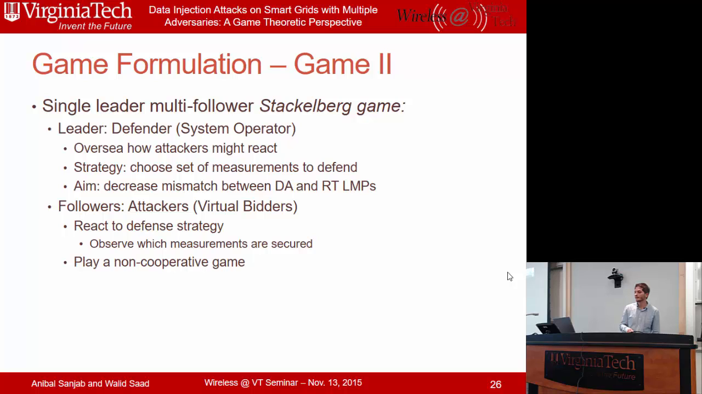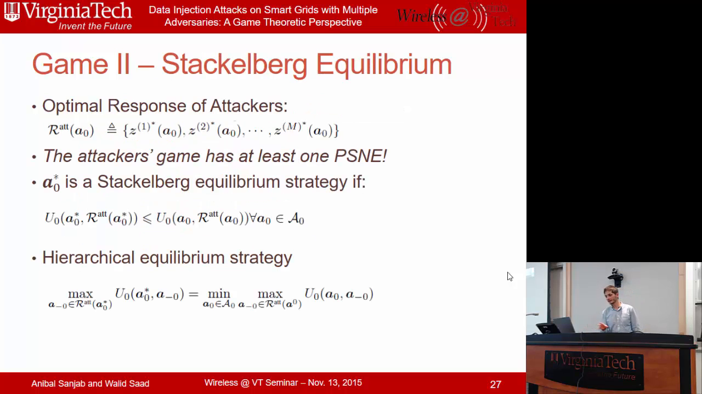before securing the measurements. The aim, as before, is to decrease the mismatch between the day-ahead and real time. The followers, as I said, the attackers, can observe what the defender has done. So they observe the strategy chosen by the defender, and they react to it. They play a non-cooperative game among themselves, because among themselves they play simultaneously. They play a static non-cooperative game, right? And the solution, or the equilibrium, of that game is known as the optimal response of the attackers to the strategy chosen by the defender.